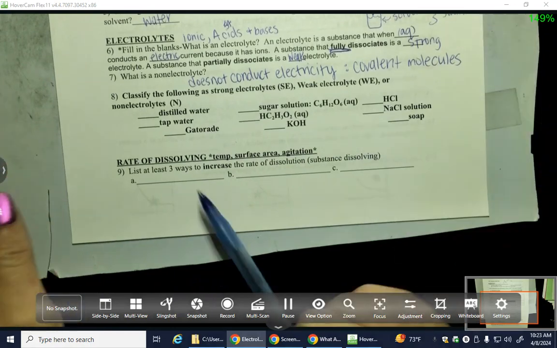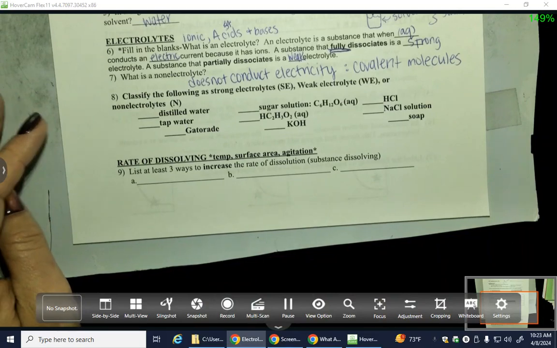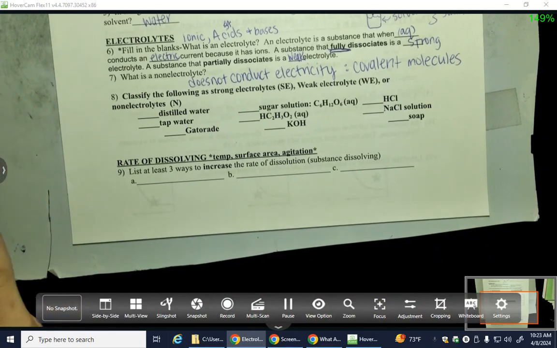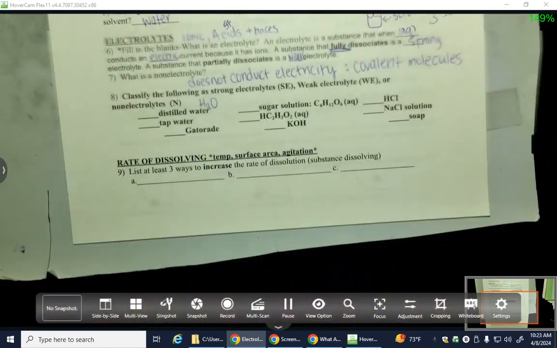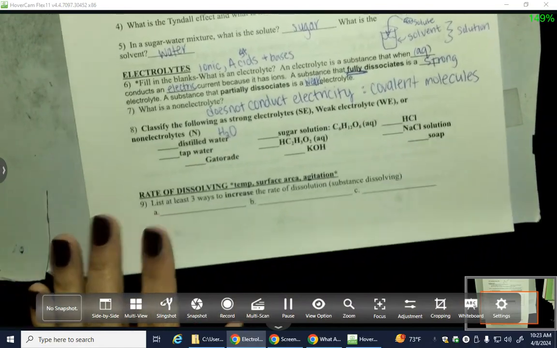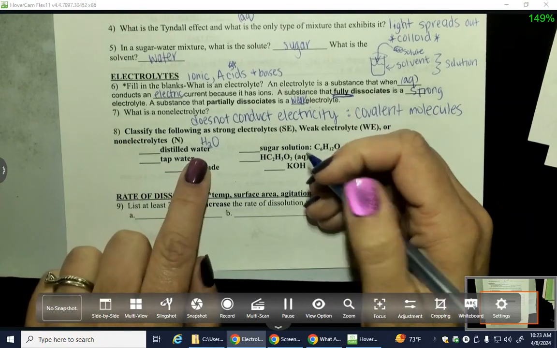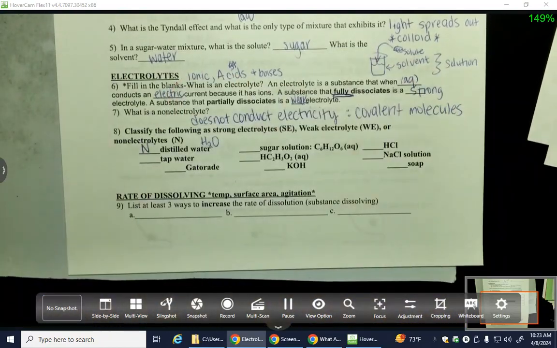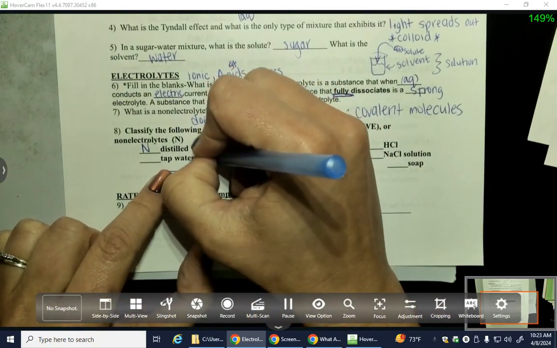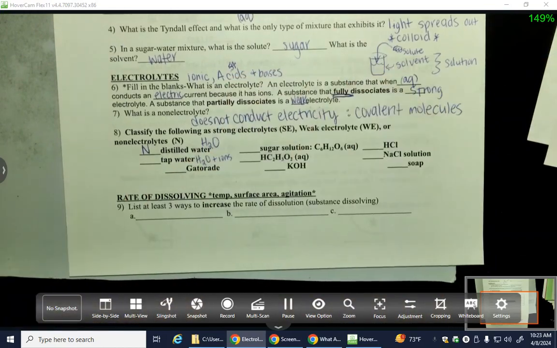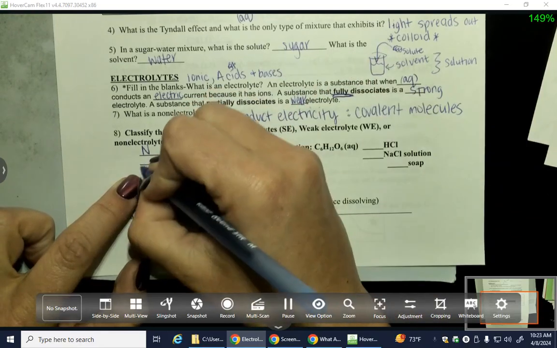So in this little list, we're saying classify the following as strong electrolytes, weak electrolytes, or non-electrolytes. We need to be asking ourselves if it's an ionic substance, okay? So we're just going to go off of that. So distilled water, that means H2O only, not what's coming out of our tap water, because that has some ions in it, okay? But distilled water with nothing in it is going to be a non-electrolyte for sure. Tap water is H2O plus ions, okay? It has some of the minerals in it and things like that. So that one is going to be an electrolyte.